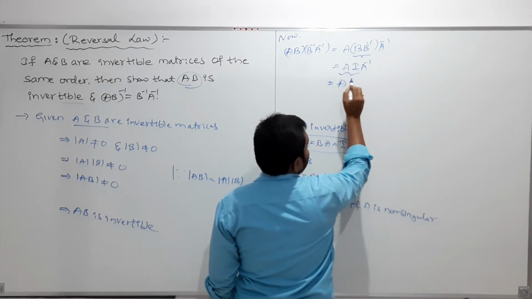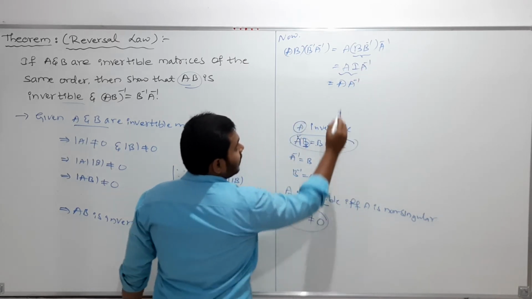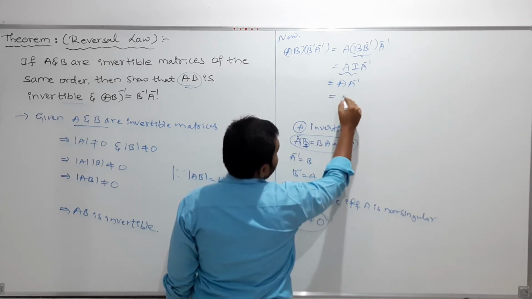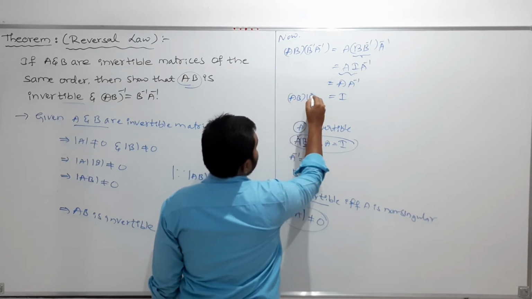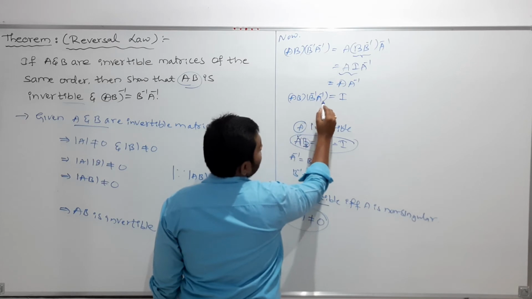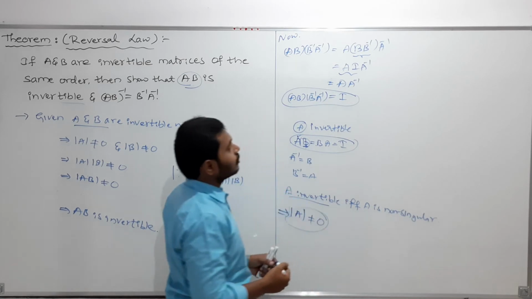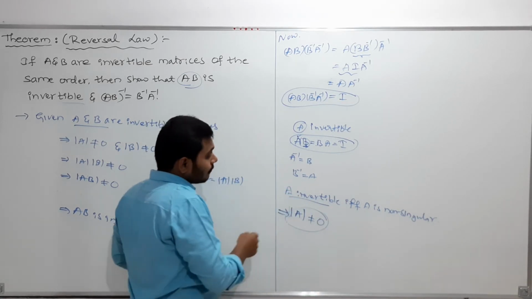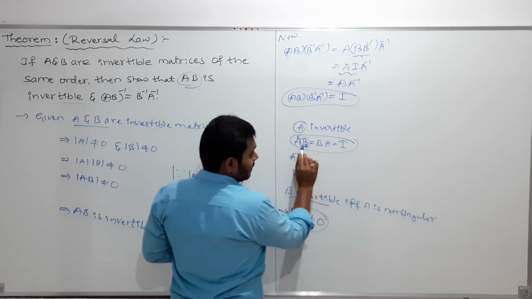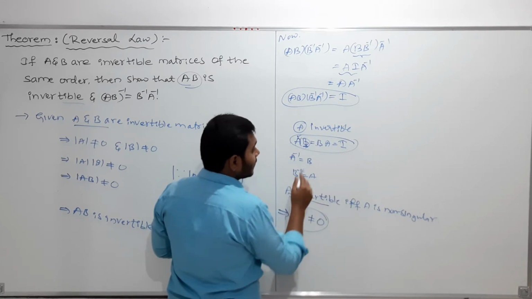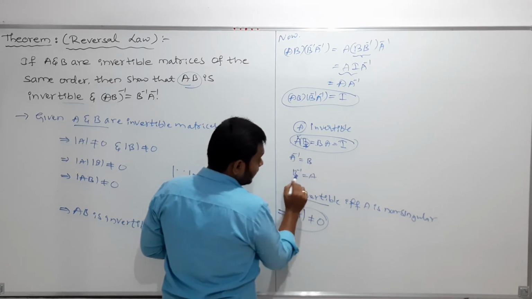So A into I is equal to A, and A inverse remains as it is. And now A into A inverse can be written as I. Clear? So therefore AB into B inverse into A inverse is equal to I. If I write this, what can I conclude, my dear students? Please remember, AB into B inverse A inverse is equal to I, which indicates that the inverse of AB is B inverse into A inverse.